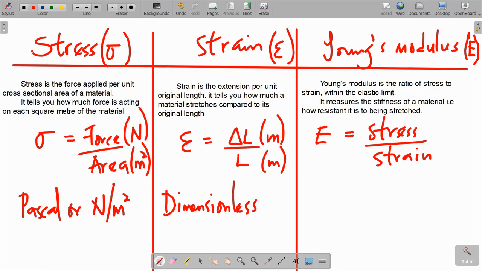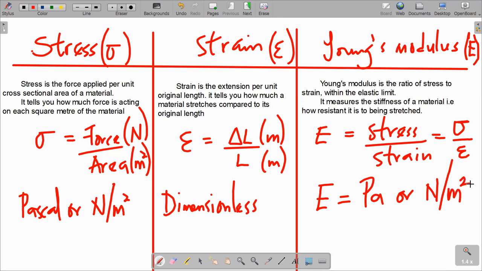The stress is sigma, and the strain is epsilon. Since epsilon has no unit, our Young modulus has the SI unit Pascal, or Newton per meter squared. So with this at the back of our mind, let's take some questions that we'll use these equations to solve. I will solve two questions and I'll give you one to solve.